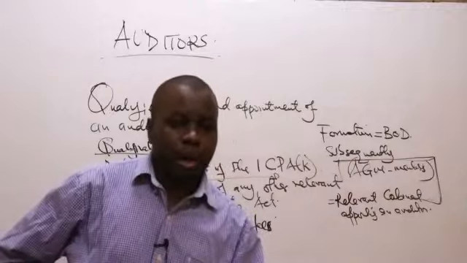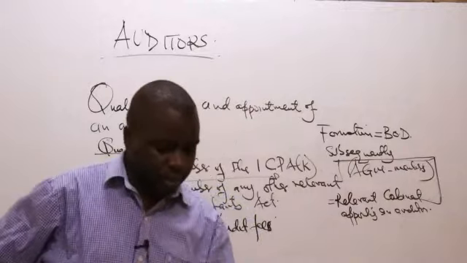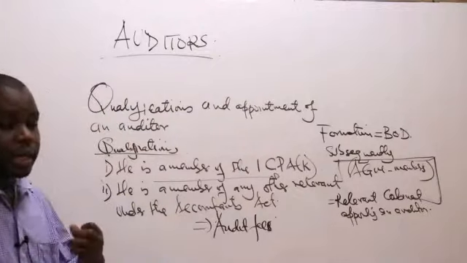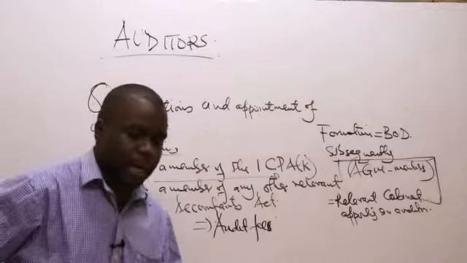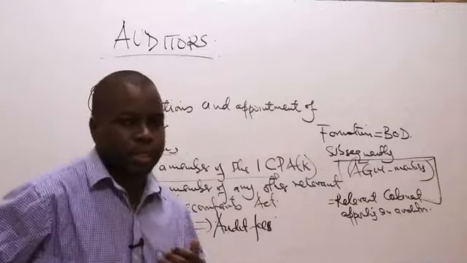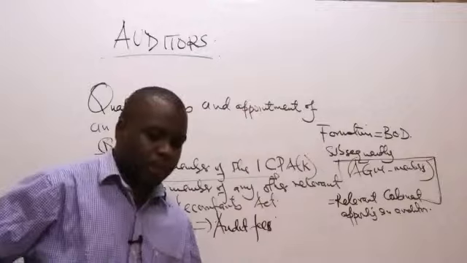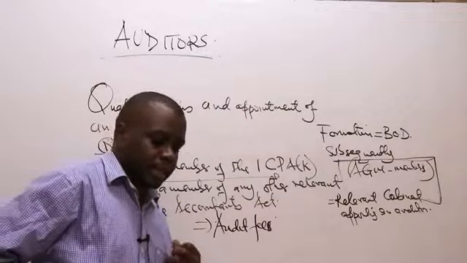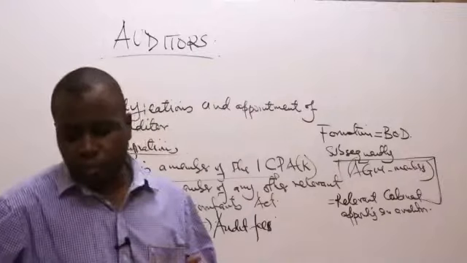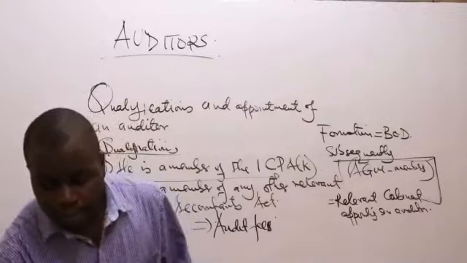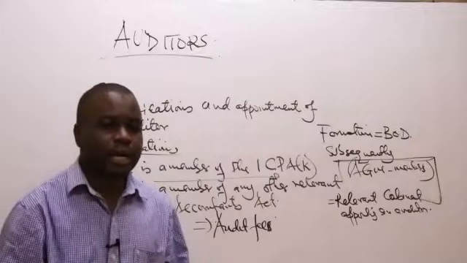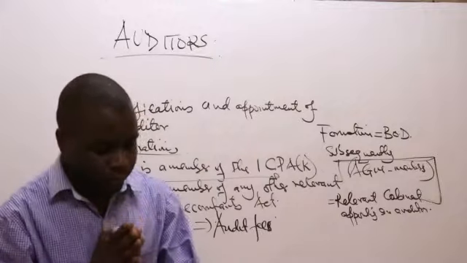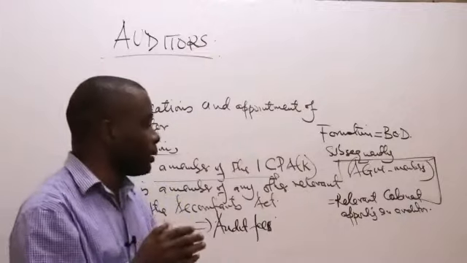So you can actually talk about audit fees. He can be paid audit fees. Number 2, you can talk about reimbursement of expenses incurred while carrying out his work as an auditor of the company. So that could be a way through which this particular auditor can be remunerated. So the remuneration could come in those ways: audit fees or reimbursement of expenses.